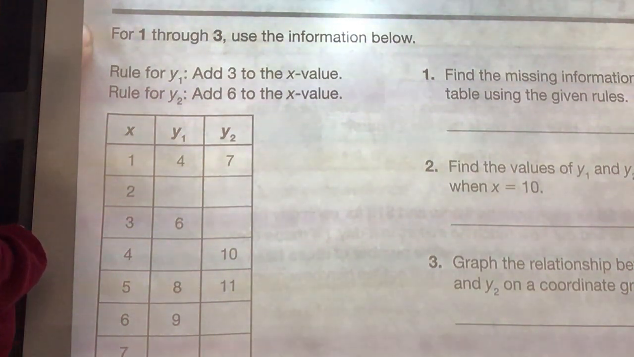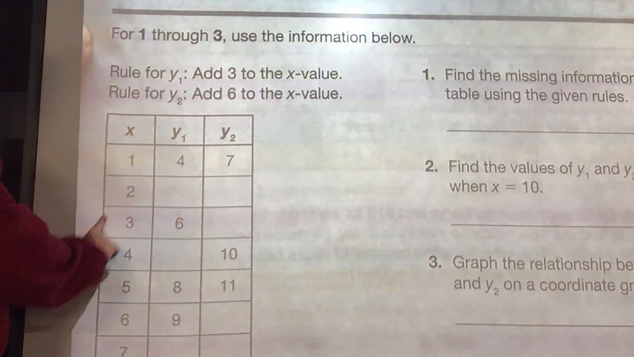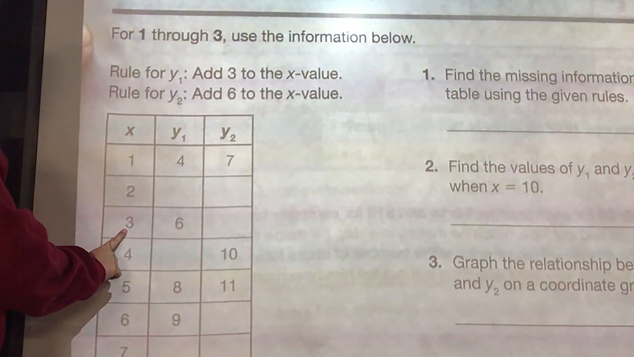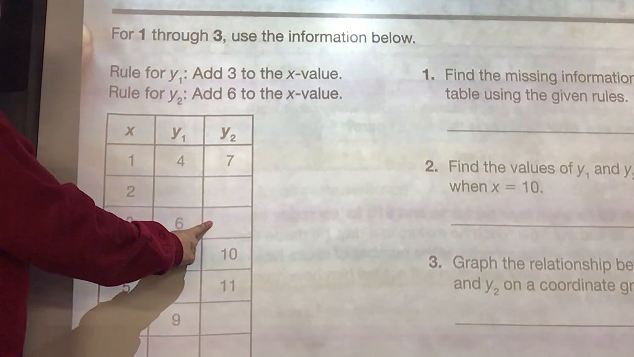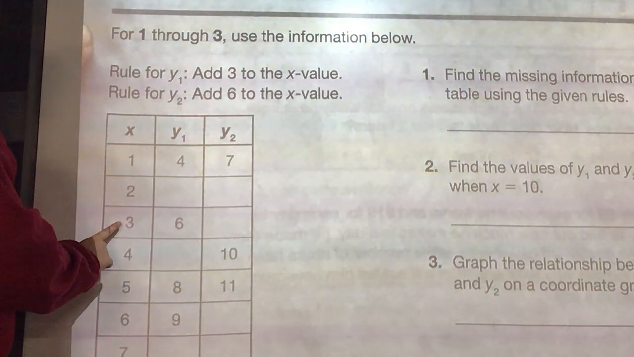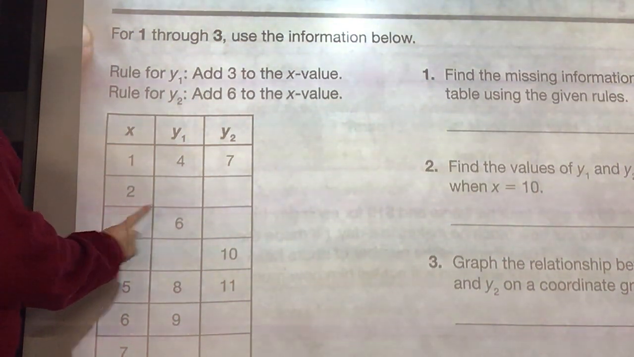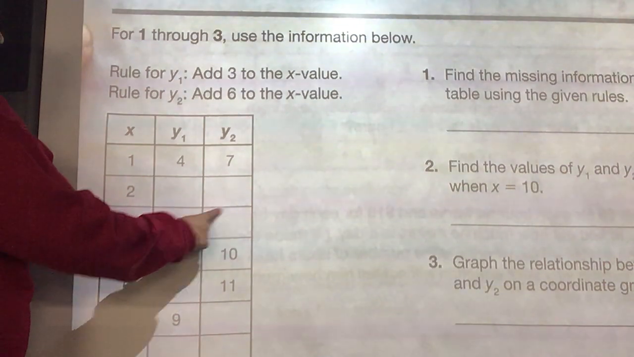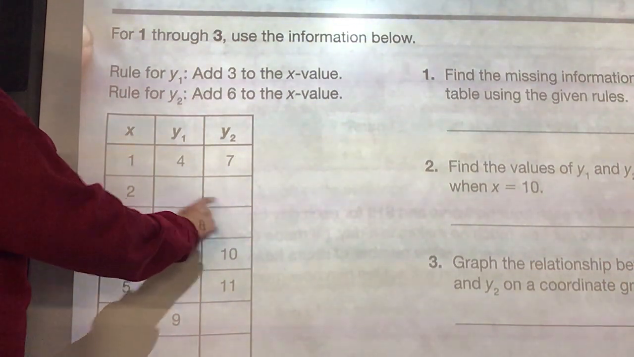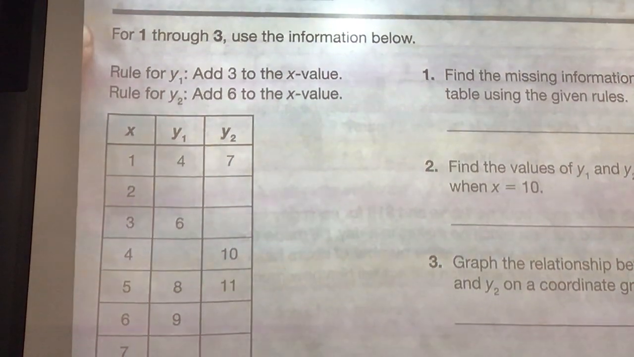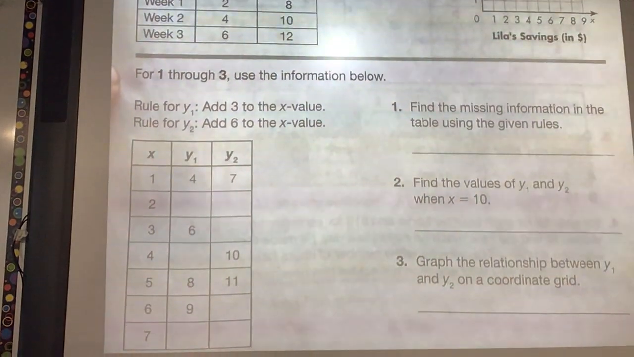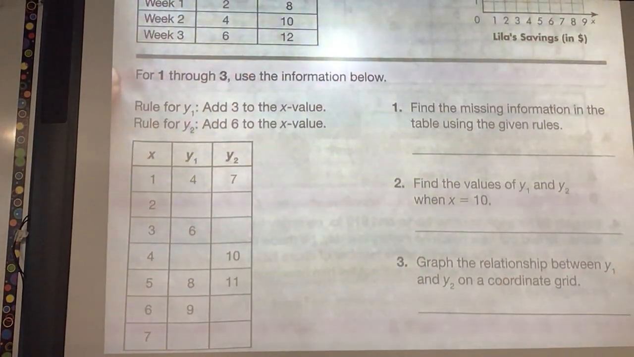All right, one more together, and then you guys are going to finish the table. For this next row, they gave me my X and my Y1. Y2, how do I find Y2? Add 6 to my? 3. Good. So 3 plus 6 is? 9. Right here. All right, I want you to go ahead and finish the rest of that table now. So you have 4 missing numbers to find.